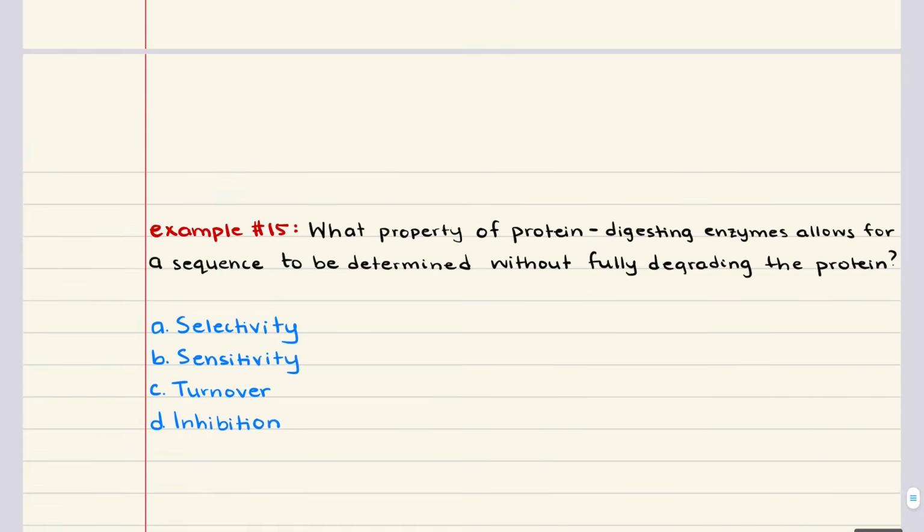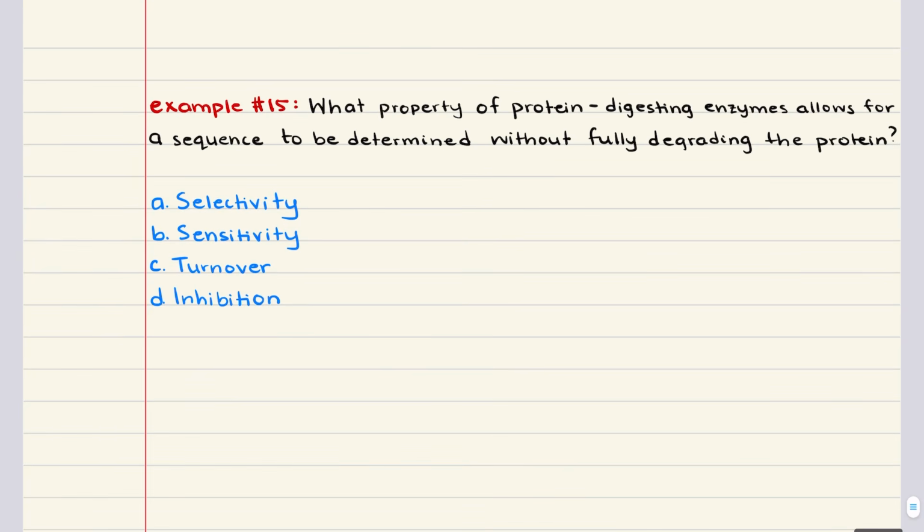Now we can tackle our last and final problem. Problem 15 asks what property of protein digesting enzymes allows for a sequence to be determined without fully degrading the protein. So the key concept here is partial digestion. You want to break the protein into predictable fragments and not completely destroy it. This ability to target specific cleavage sites is called selectivity. It means the enzyme will only cut at certain amino acids, and it will produce fragments that help reveal the original sequence without chopping up the entire protein into unusable pieces. And that's why the correct answer is A.